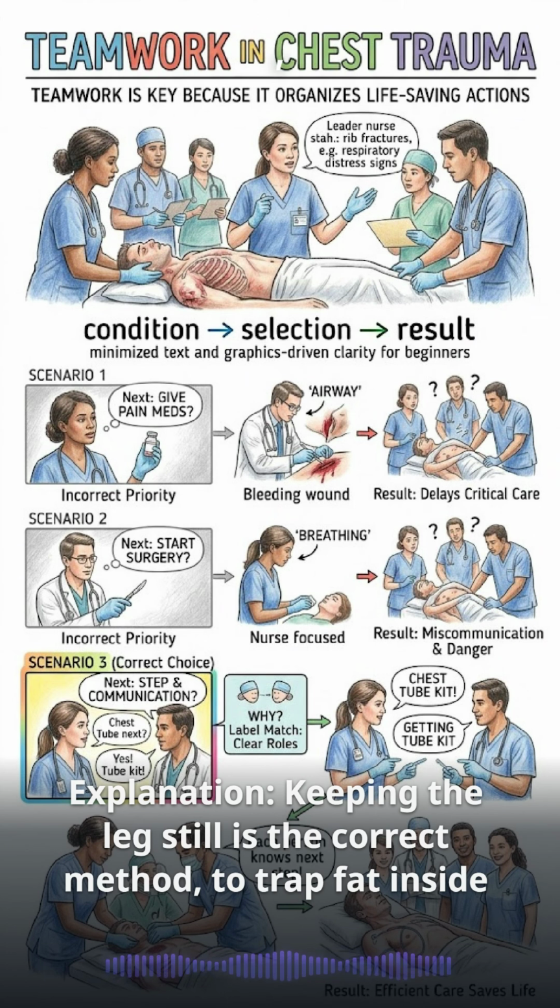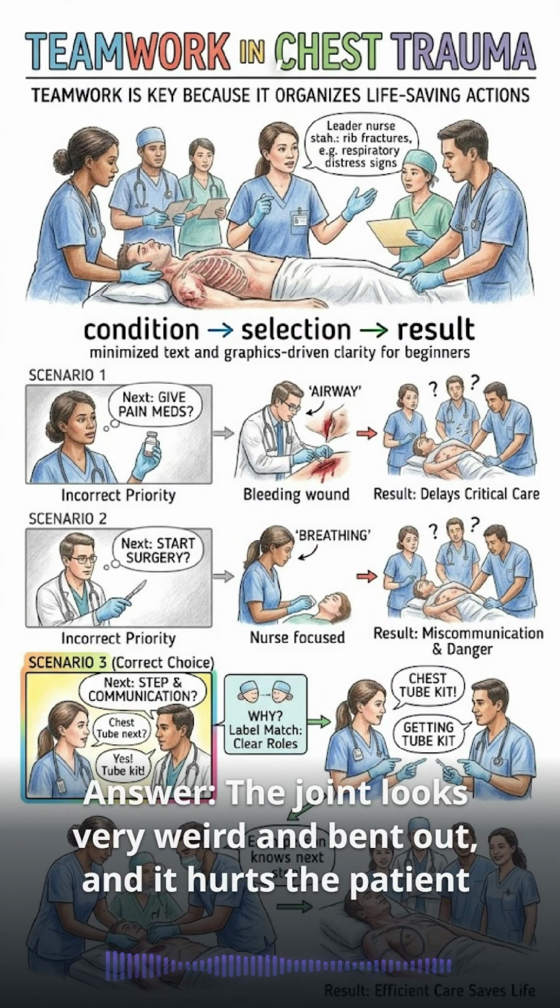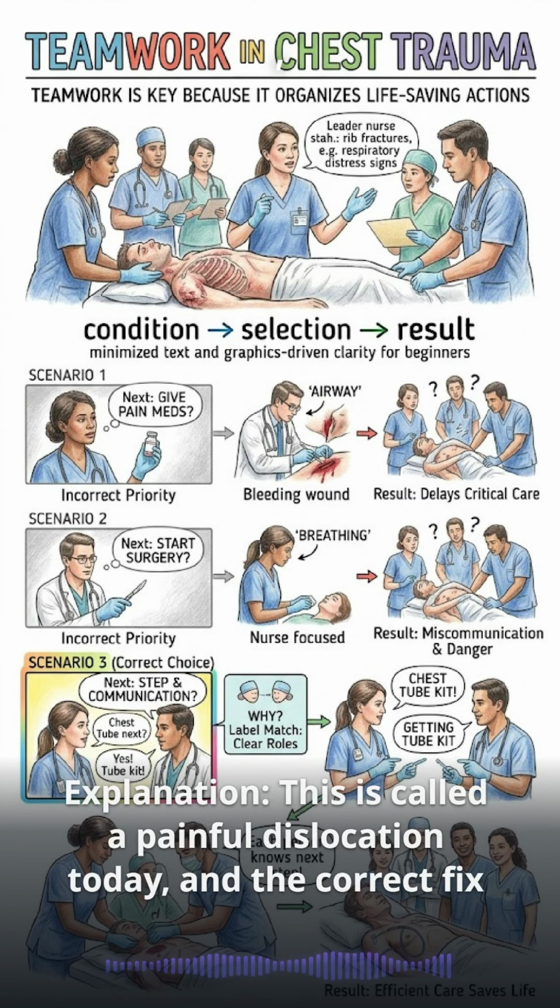What happens to a body joint when the bone pops out of the socket? The joint looks very weird and bent out, and it hurts the patient immensely. This is called a painful dislocation today, and the correct fix is pulling it.